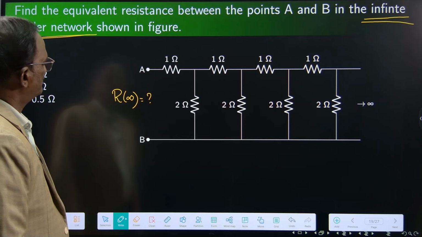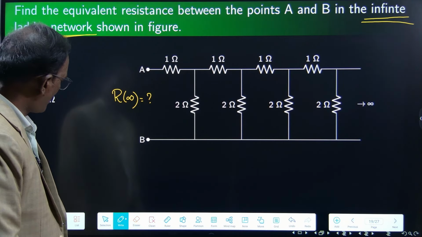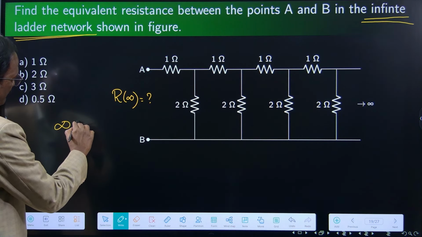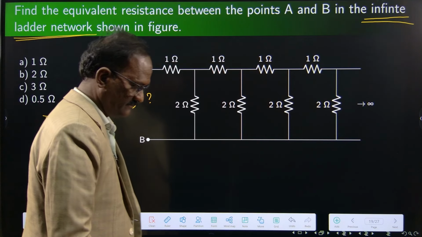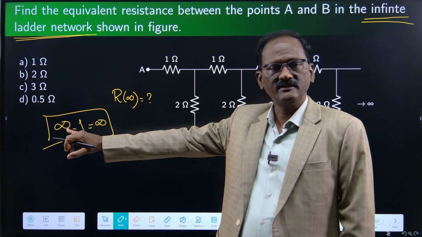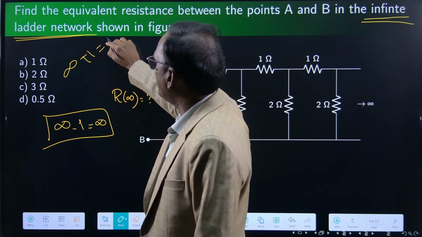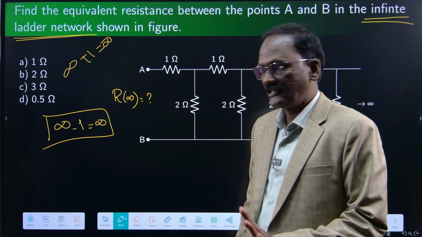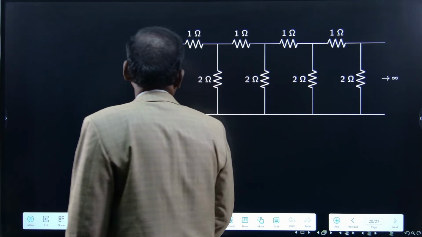For an infinite ladder network, the concept to solve such problems is that infinity minus 1 is equal to infinity. Any number operated with infinity gives infinity. Infinity plus 1 is equal to infinity. Similarly, infinity minus 1 is also infinity. This is the idea we are going to use. Let me take it on the next page.